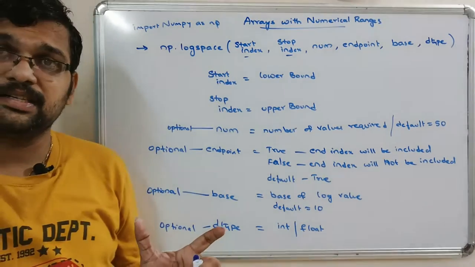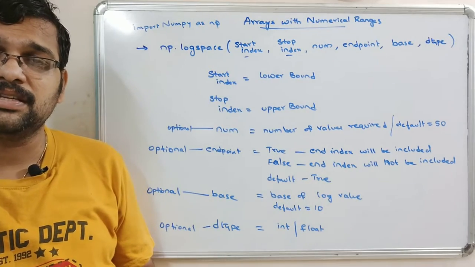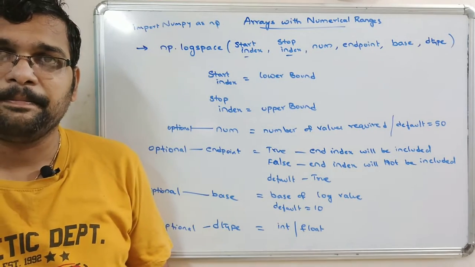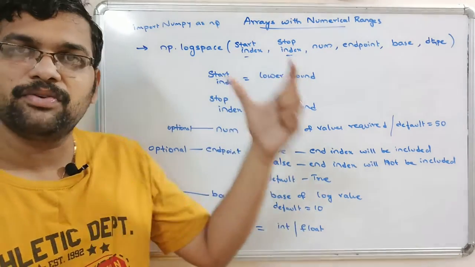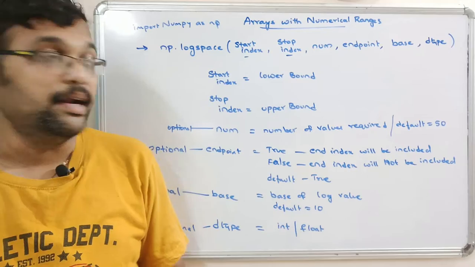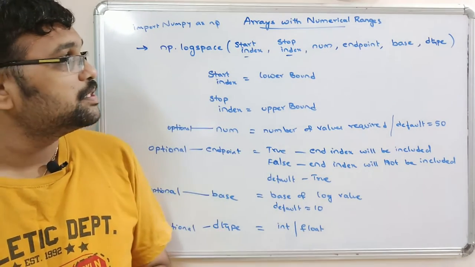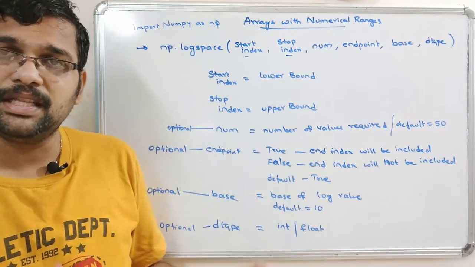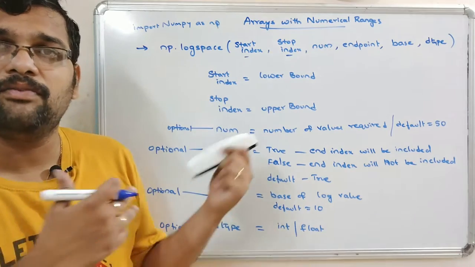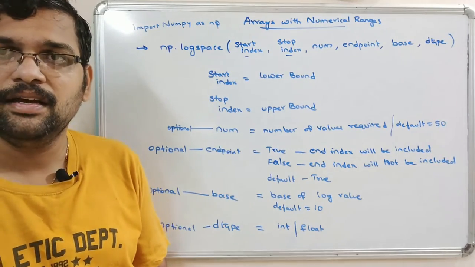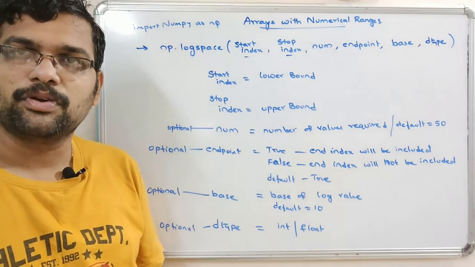So these three functions are the numerical range functions which are used to create an array, right? By using these functions we can create an array. Hope you understood these three function syntaxes. Now we will see the practical implementation, the demonstration of all these three functions in the interpreter. Right, let's move on to the interpreter.